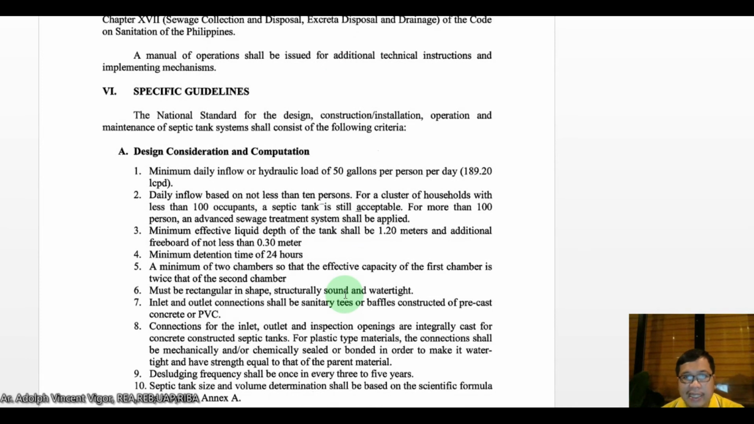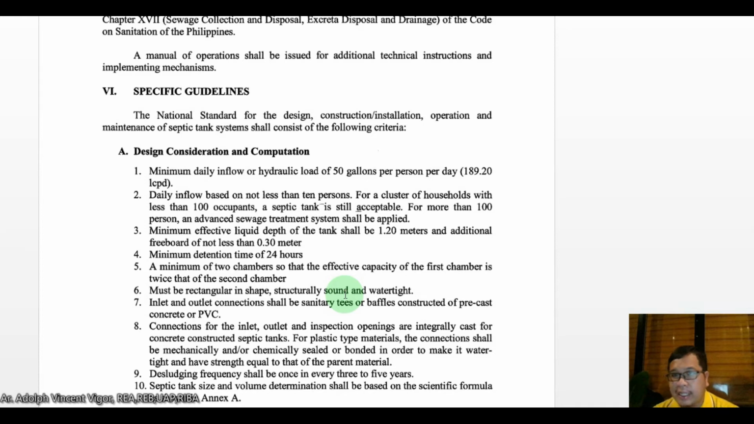So for the specific guidelines, the national standard for the design, construction, installation, operation, and maintenance of septic tank systems shall consist of the following criteria. For design consideration computation, the first is the minimum daily inflow or hydraulic load of 50 gallons per person per day. Then a daily inflow based on not less than 10 persons. For a cluster of households with less than 100 occupants, a septic tank is still acceptable. For more than 100 persons, an advanced sewage treatment system shall be applied.